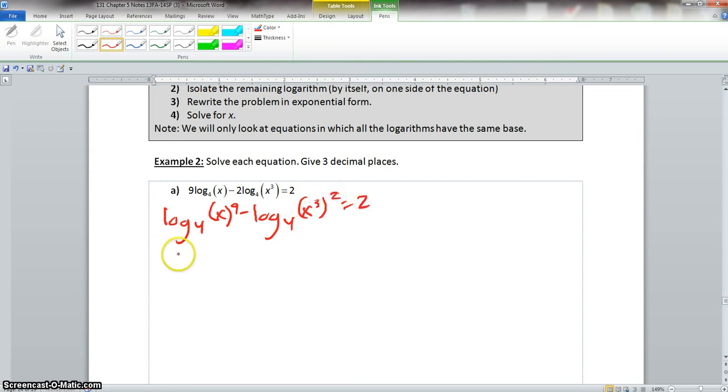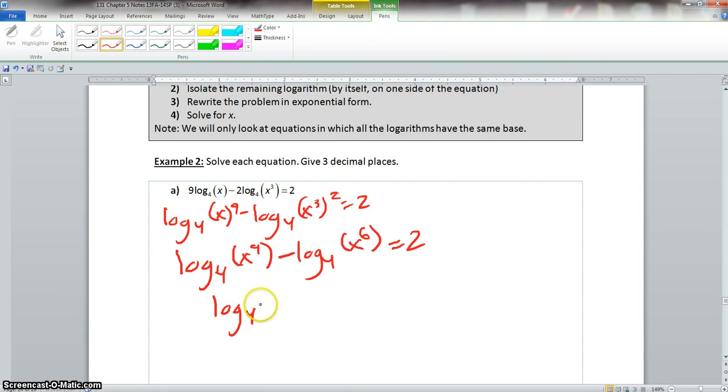So we would have log base 4 of x to the 9th, minus log base 4 of x to the 6th. It's equal to 2. Now we can combine these logarithms. We have log base 4. This would give us x to the 9th over x to the 6th. And that's still equal to 2. So this will give us log base 4, and this will end up being x to the 3rd is equal to 2.